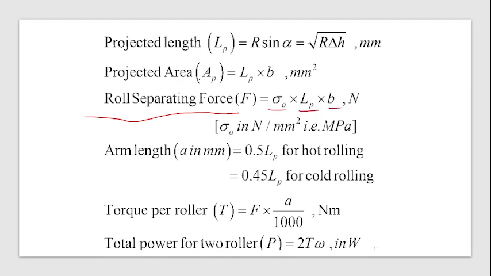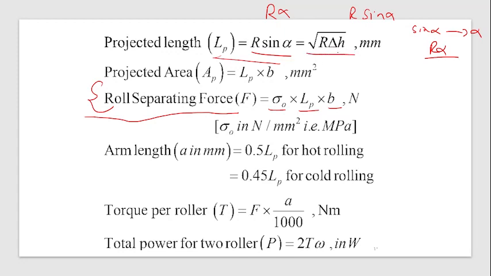L_P is your projected length. We have seen your contact length is R alpha. It is actually R sin alpha, and then we assume that sin alpha is very small, so we write it as R alpha. But when you are solving a question where they ask you to calculate roll separating force or torque or power, then you have to take it as R sin alpha. If alpha is not given, then the projected length or contact length will be under root R delta H.